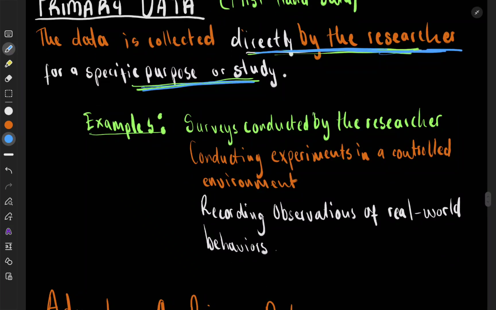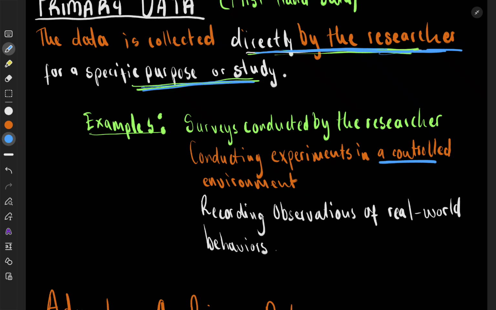Now, examples: when you conduct a survey, or when you design instructions for a survey and give a research team, and the research team researches for you using your own instructions, then it's primary. So conducting experiments in a controlled environment. Anytime that you do your own is going to be primary, right? Anytime that you design questions and go and get data for yourself is primary. But even when a research team gets data for you, as long as you are in control, it can also be primary. So surveys conducted by the researcher, of course, these are primary because it's you who's conducting it and it's for yourself, right?